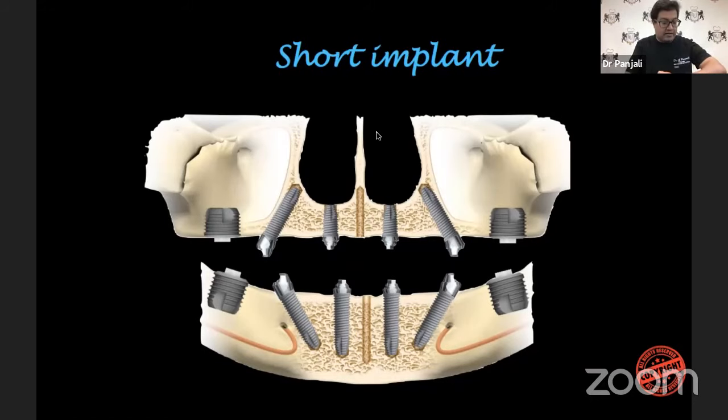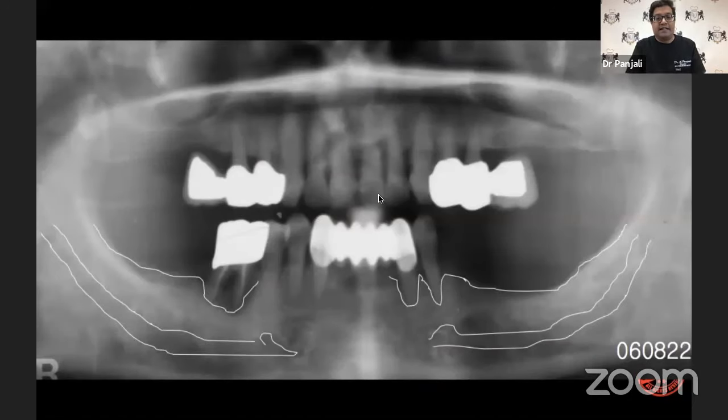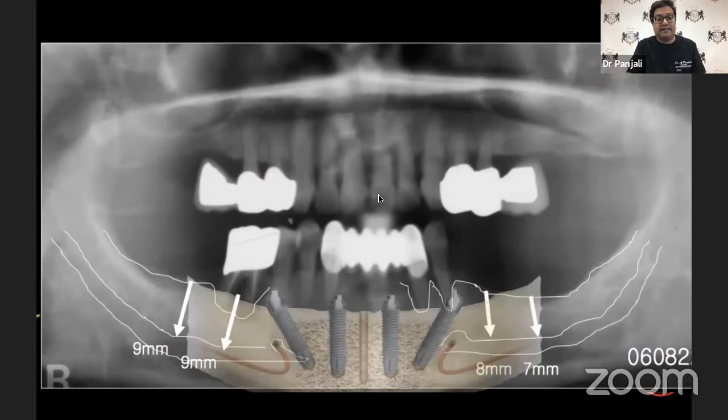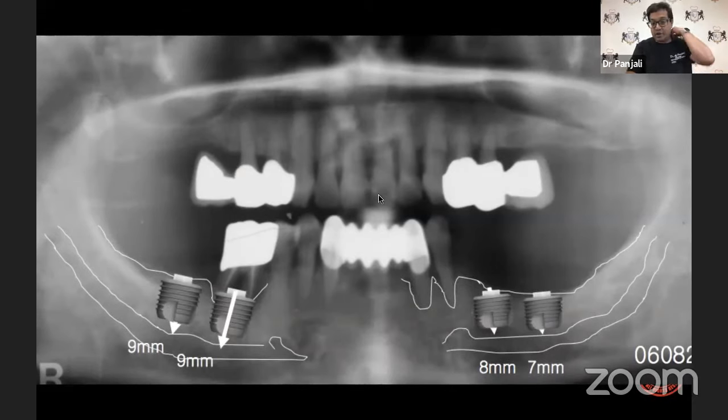I was given about an hour and a half, and I need to give you 15 minutes for question and answers. So I'll wrap this up really quick. Short implants. Here's the case. When the case comes to you, we have an option, okay? We have an option of doing tilted implants, or we have the option of using short implants.